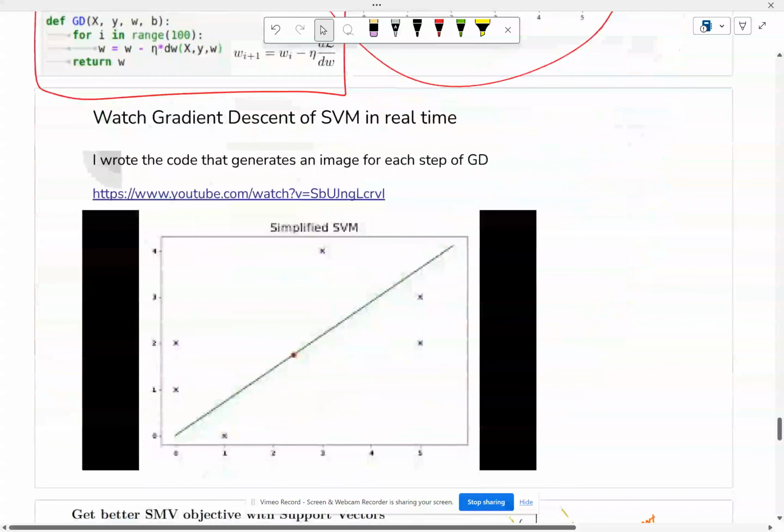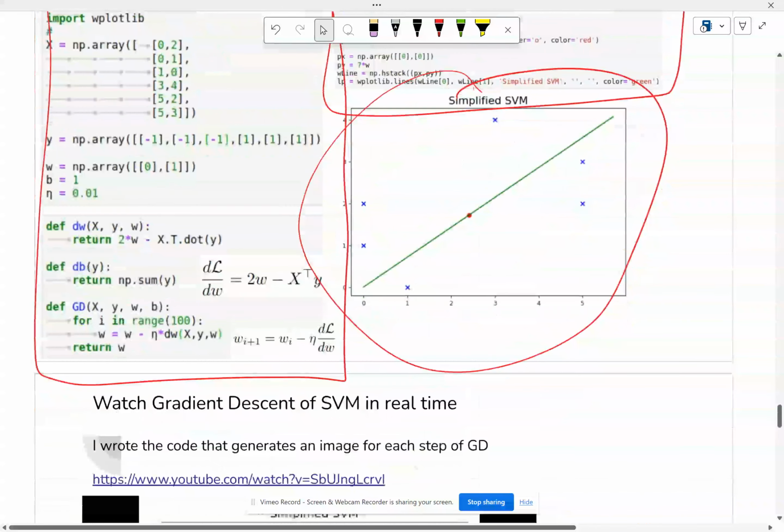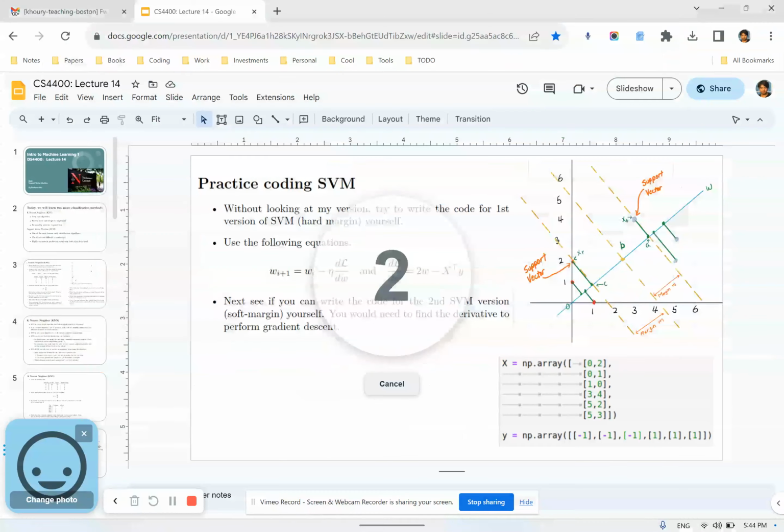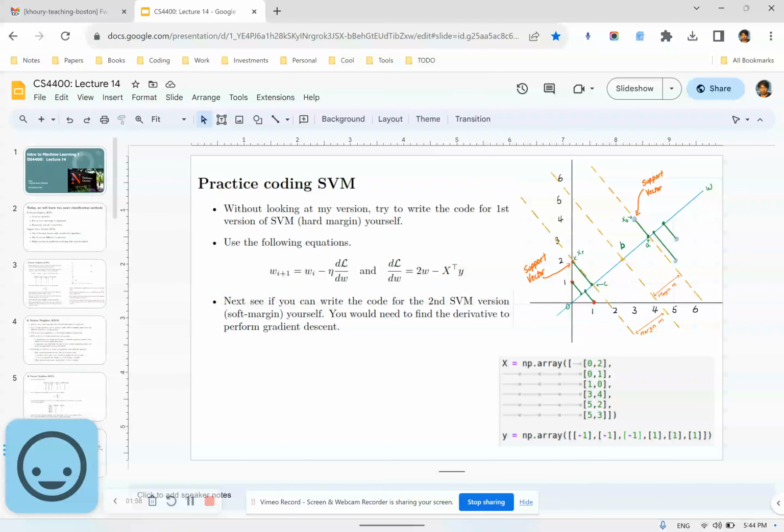For this code, I actually recorded a video for you guys as well of how gradient descent will look over time. Let me see if I can get the video out. Let's see.